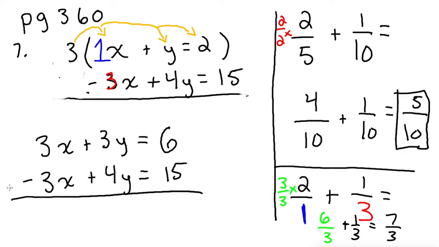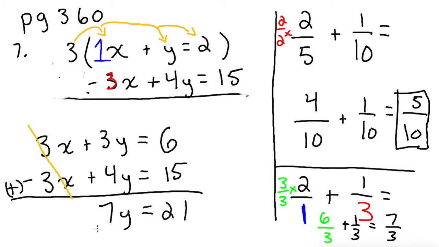Now I'll add these two equations up. So I have 3x plus a negative 3x, and 3 plus a negative 3 will be 0. So this whole part of the equation, the x, will just go away. Let's see, now I have 3y plus 4y, so that'll be 7y. And then I'll have equals. Now I got 6 plus a 15 will be a 21.